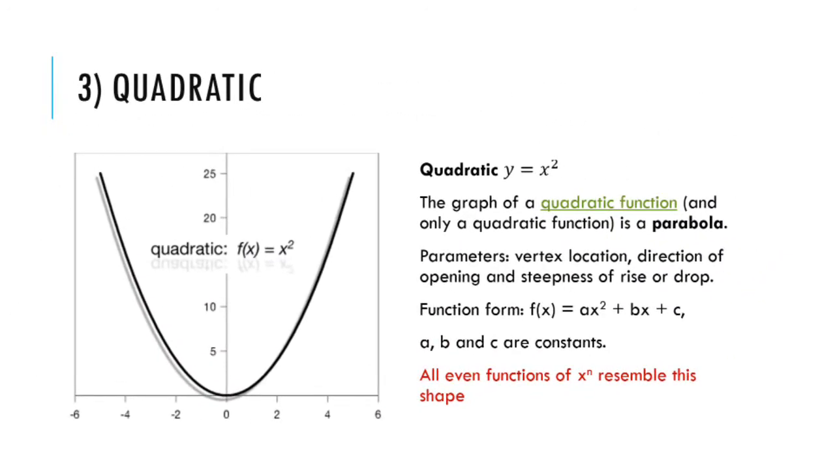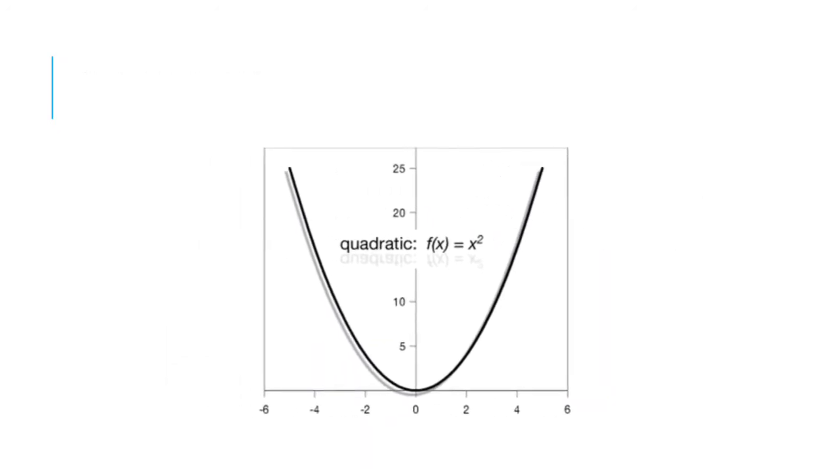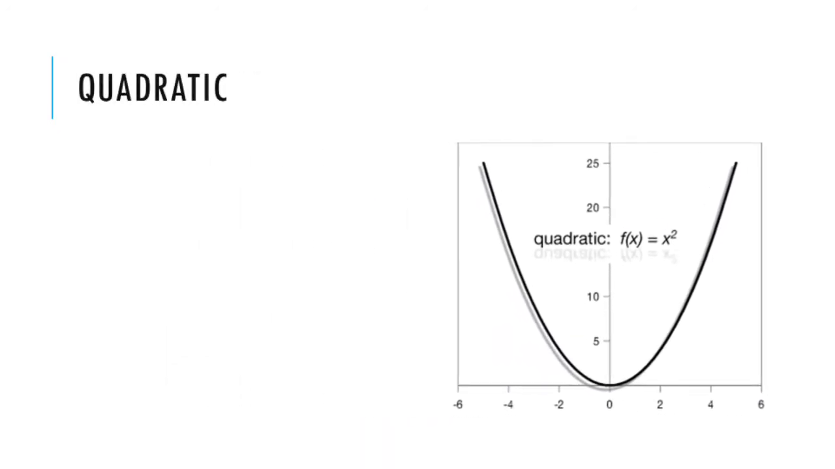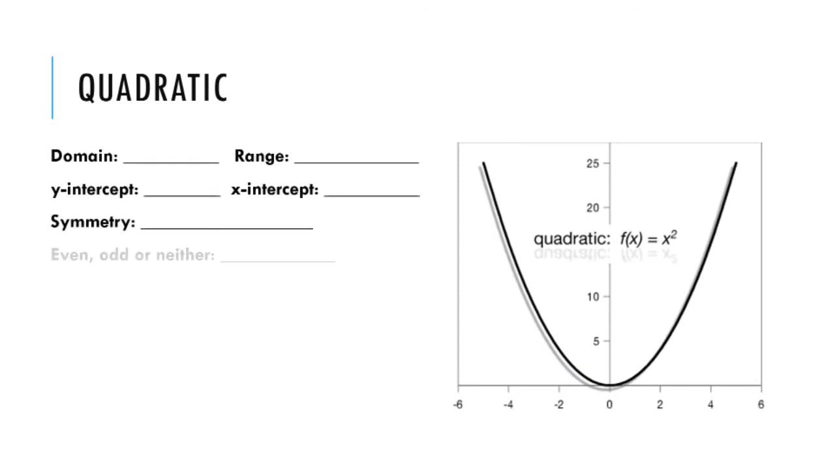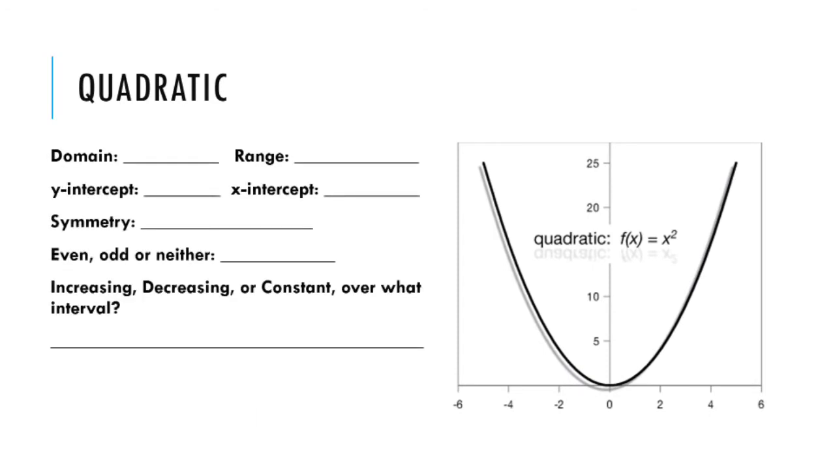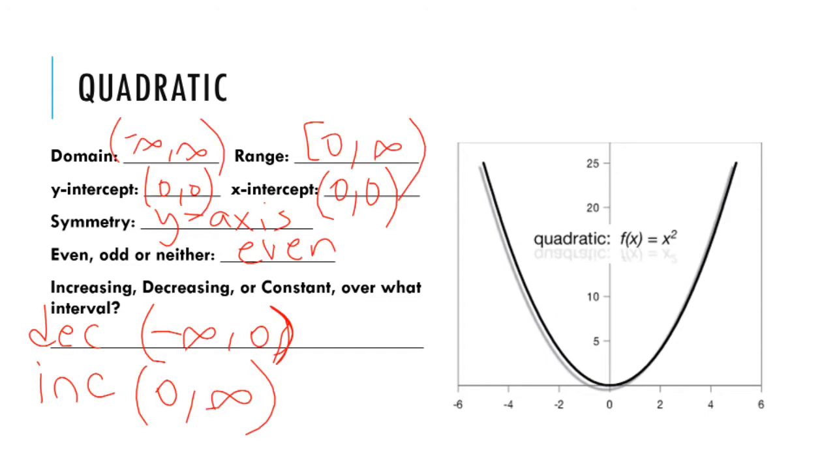This is the quadratic function. The shape of its graph is a parabola. The equation is y equals x squared. Again, stop the video and take some time to answer the questions.